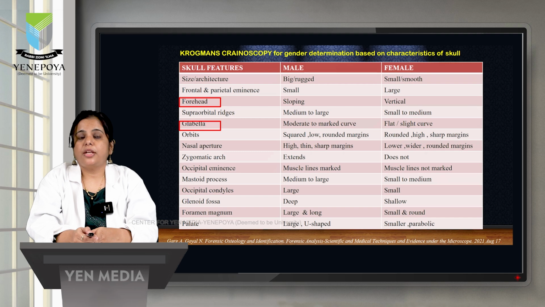There is this Krogman's cranioscopy for gender determination, which is based on the characteristics of the skull. Various characteristic features of the skull are used for gender determination, such as the frontal and the parietal eminence, supraorbital ridges, the orbits, the zygomatic arch, occipital eminence, glenoid fossa, forehead, glabella, foramen magnum, palate, etc.